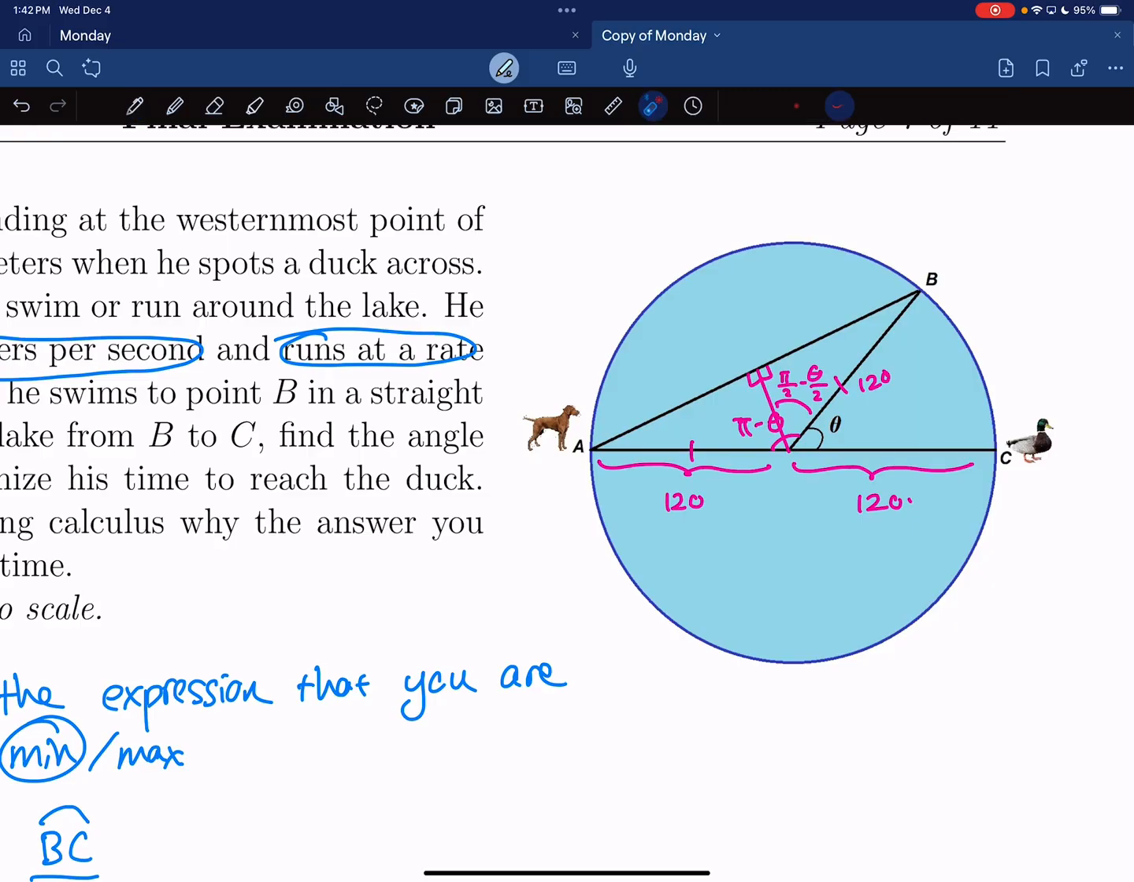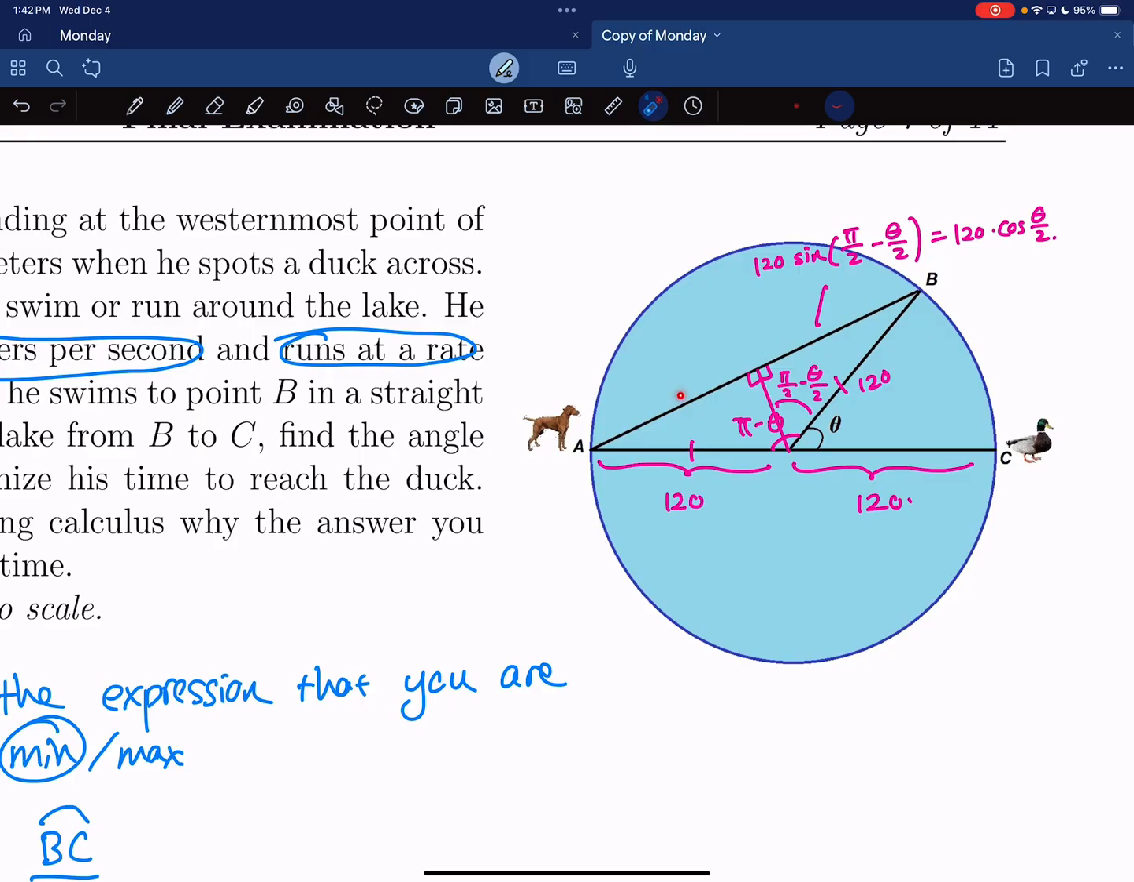So if I know this angle here, pi over 2 minus theta over 2, and I know the hypotenuse, which is 120, I can figure out what's the opposite. What's this length here? This is just going to be 120 times sine of pi over 2 minus theta over 2. In other words, I can simplify this a little bit. It's 120 times cosine theta over 2, because sine of 90 degrees minus an angle is just cosine of that angle. So far, so good?